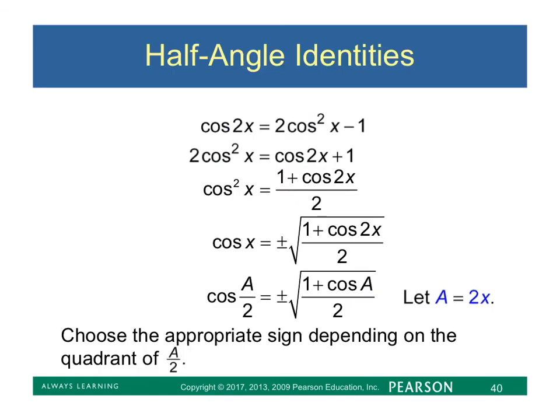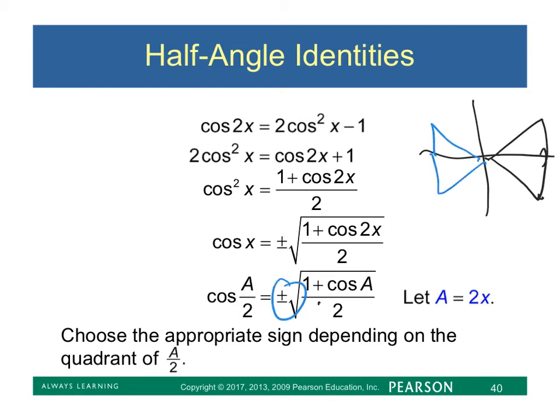Let's see. Or did he not? What is that? He's got 1 plus cosine. There it is. And of course, cosine can be positive here in these two quadrants, 1 and 4. And it's negative in these 2 quadrants. That's why there's 2 possible answers.